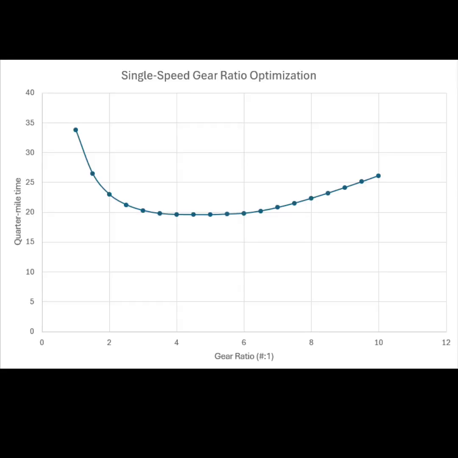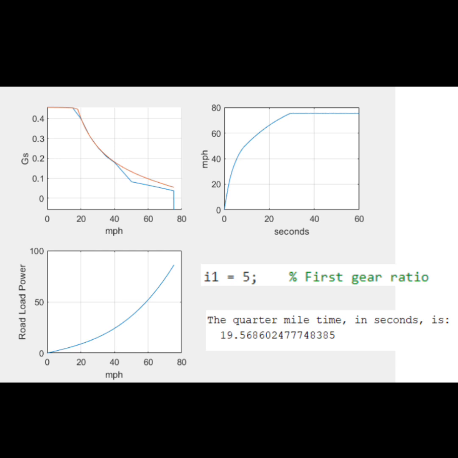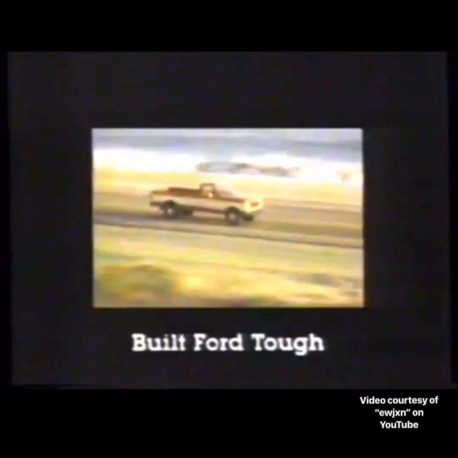I continued to alter my single-speed gear ratio in step values of 0.5 to 1. Here is a plot of the quarter-mile times against the gear ratios I used. After performing this testing, I finally settled on a gear ratio of 5 to 1, which got the quarter-mile time down to about 19.56 seconds. If you take a look at the performance envelope curve in the top left corner, you'll notice that the actual performance envelope curve in blue is pretty closely spaced to the ideal performance envelope curve in orange. I would consider this exercise in gear sizing a success. This just about concludes the powertrain analysis on my 1987 Ford F-150. Thanks for watching. I hope you enjoyed.